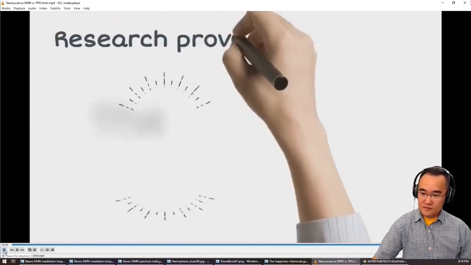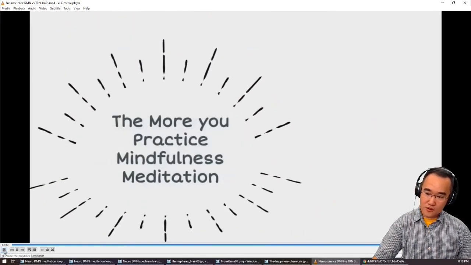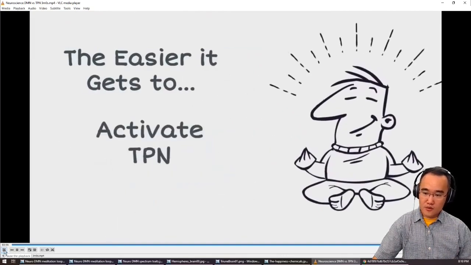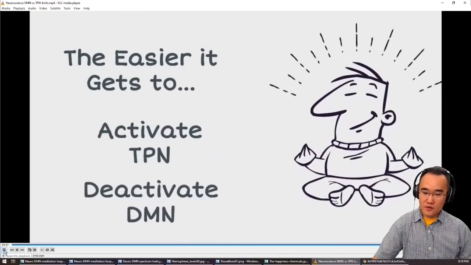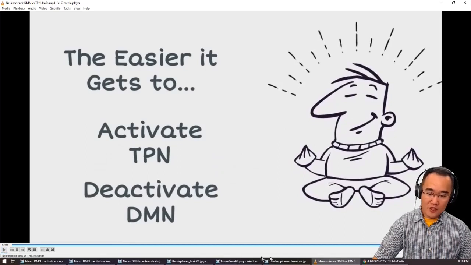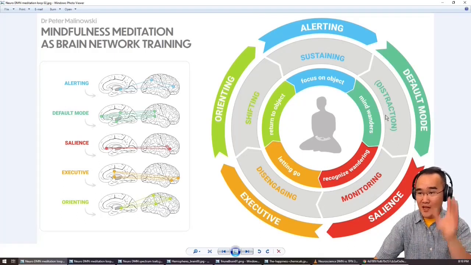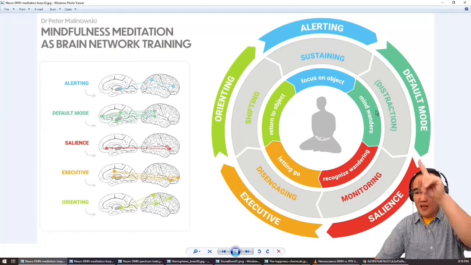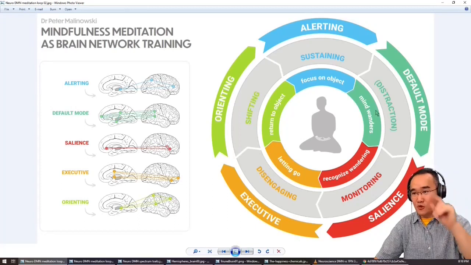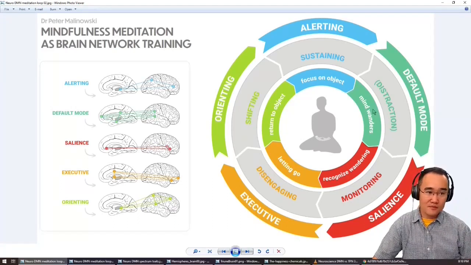Research also shows that the more you practice mindfulness meditation, the easier it is for you to activate your TPN and deactivate your DMN. You have a bigger muscle to shift focus and activate these other parts of your brain networks instead of just constantly mind wandering. And one point today that I mentioned was that when you're mind wandering, you're letting the story capture your attention.